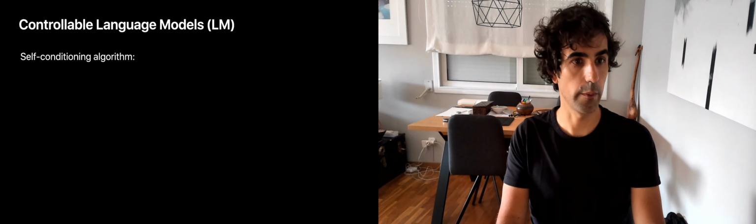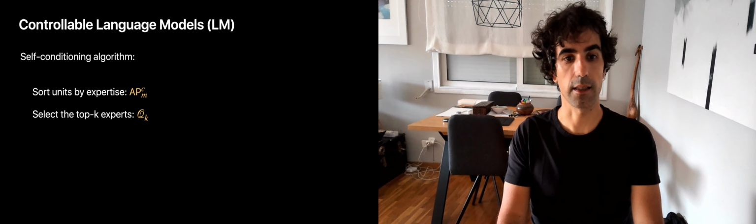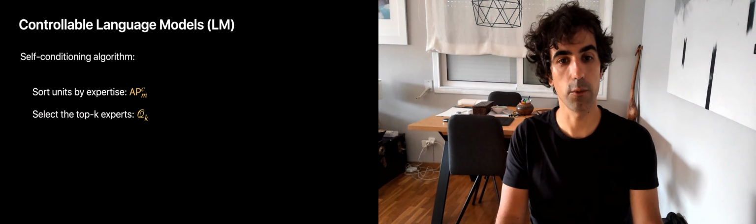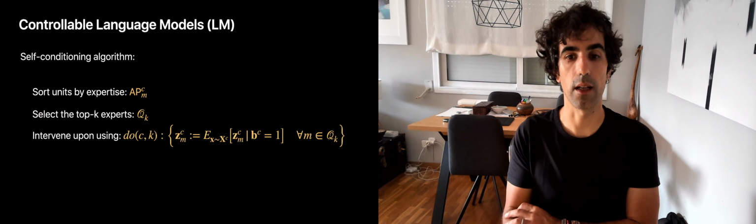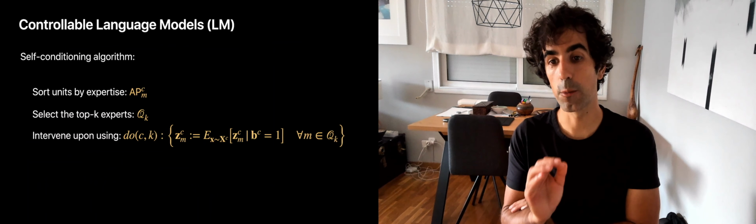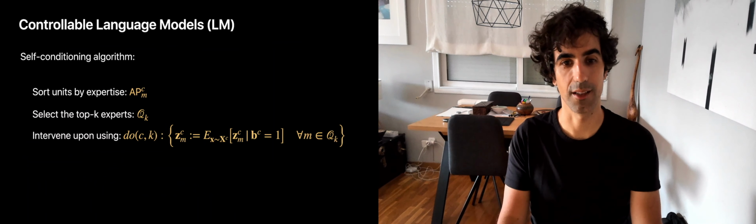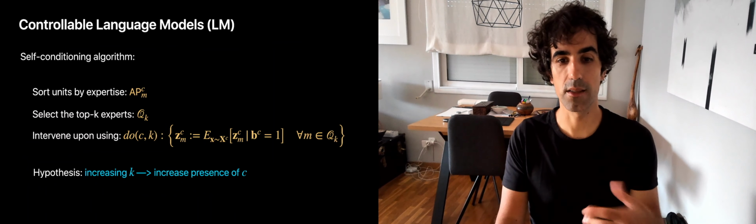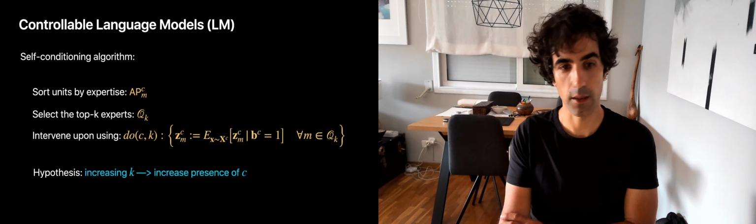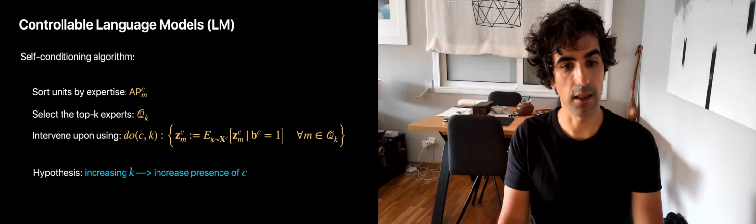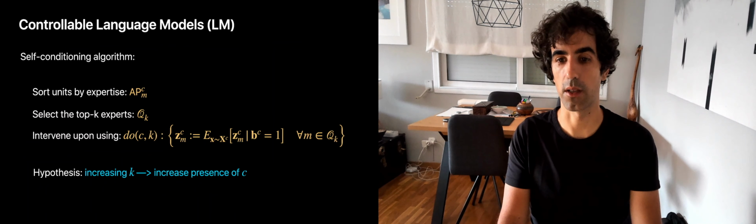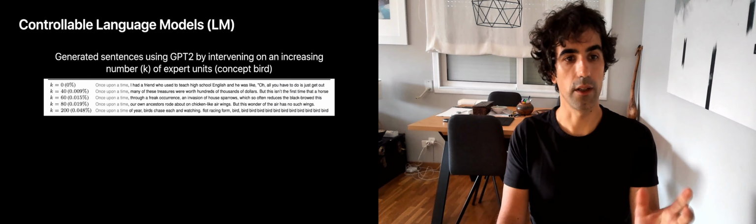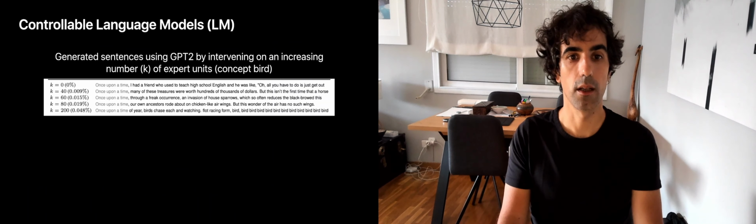So the algorithm we propose is to first sort units by expertise, and then select the top K experts in a greedy way and intervene upon them at generation time by fixing their value to the value they would output if the concept was present in the input. So we're basically simulating the presence of the concept. And the hypothesis here is that increasing K, or the number of experts, will increase the presence of the concept. I'll show you a very short example. There's more in the paper.